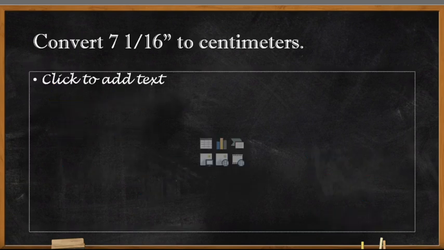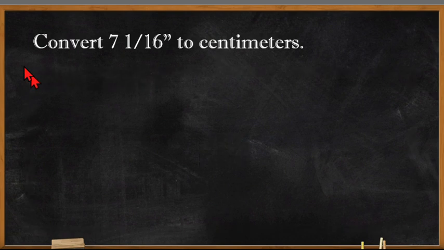Okay, next problem. So convert 7 1/16 inches into centimeters. So this is a symbol for inches, no? The other symbol for inches, we have the two apostrophes, or a quotation. Okay, so let's have here our solution. Then let's go back to our conversion.